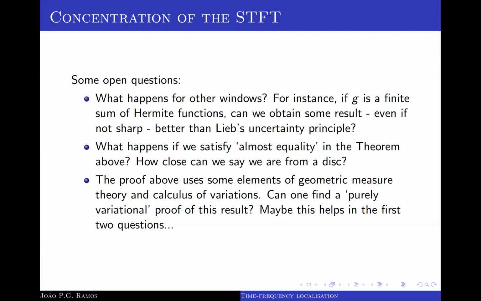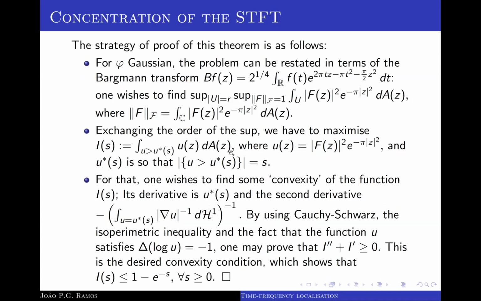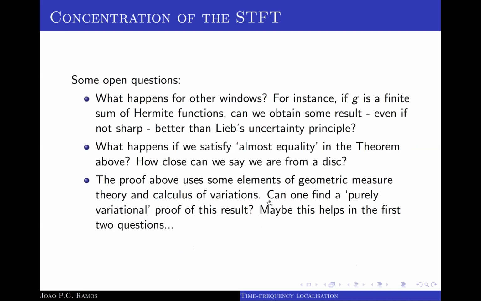And the final thing that I would like to get to is that the proof above uses several, heavily analytic elements from geometric measure theory and calculus of variations. Can one find a purely variational proof of this result? So in which sense? Instead of characterizing by inequalities itself what the extremizer looks like, trying to come up with a more variational proof in the sense of, well, take a sequence of almost extremizers. Can we prove that it converges in a certain sense to an extremizer of the problem?